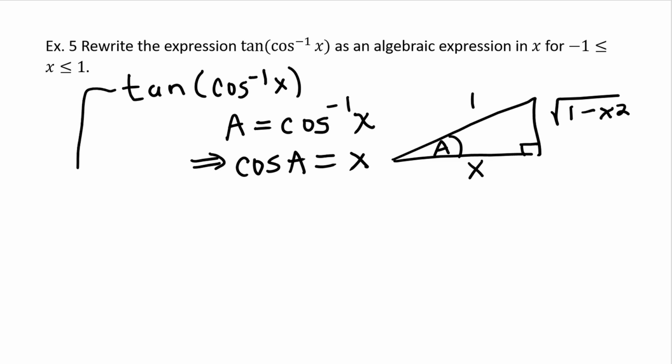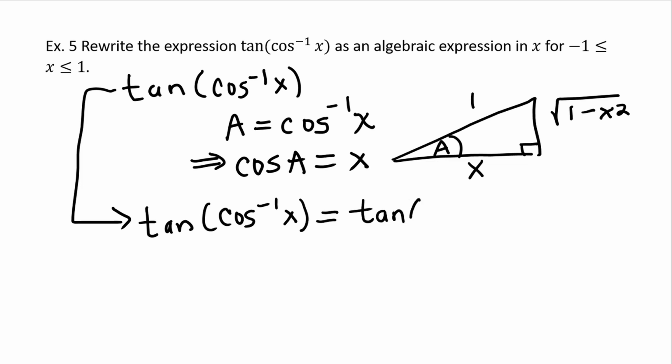Let's continue with the initial setup. So we have the tangent of cosine inverse of x, and that turns out to be the tangent of a, because we said a is equal to cosine inverse of x. Now, the tangent of a, that's from this triangle, the tangent is opposite over adjacent. So the opposite is the square root of 1 minus x squared, and the adjacent is x.